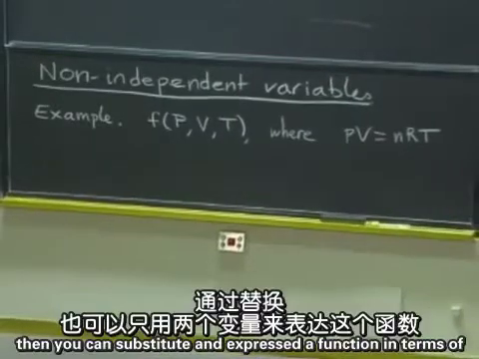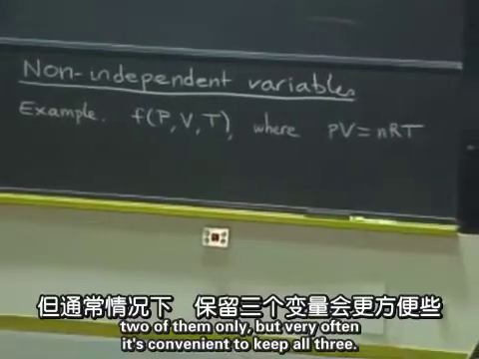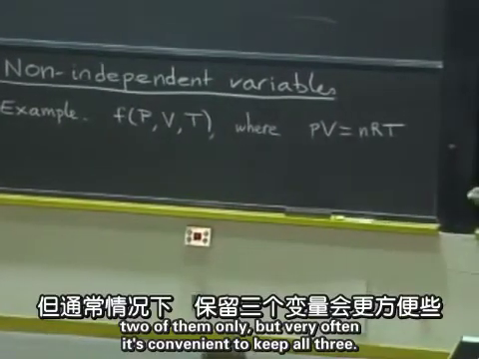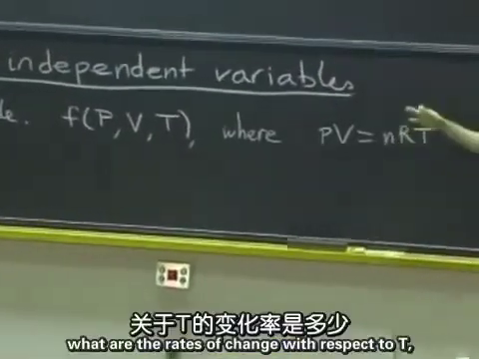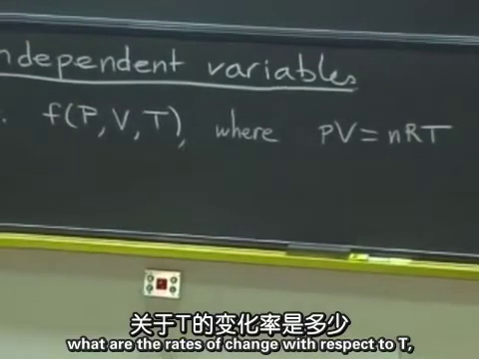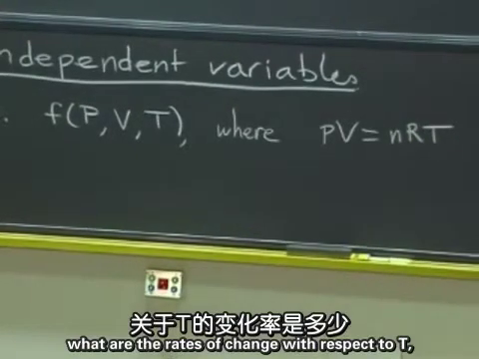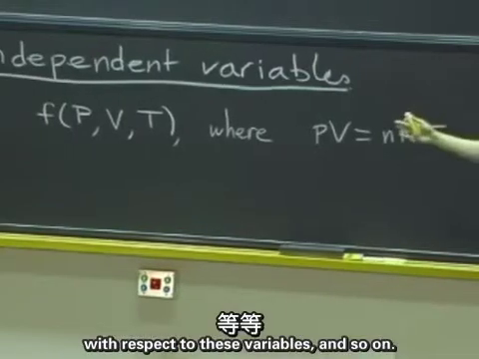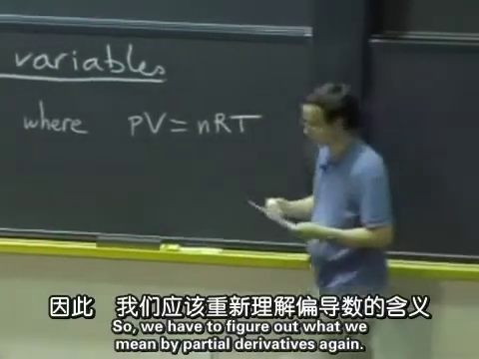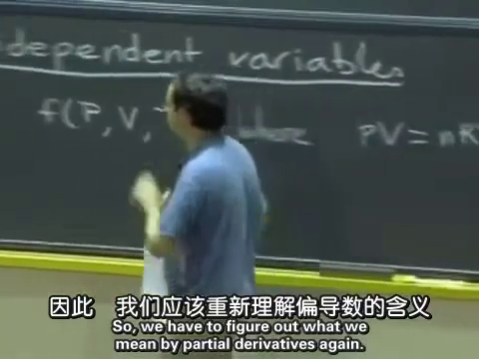So, of course, then you can substitute and express the function in terms of two of them only, but very often it's convenient to keep all three. But then we have to figure out what are the rates of change of P and V with respect to T, with respect to each other, the rate of change of F with respect to these variables, and so on. So we have to figure out what we mean by partial derivatives again.